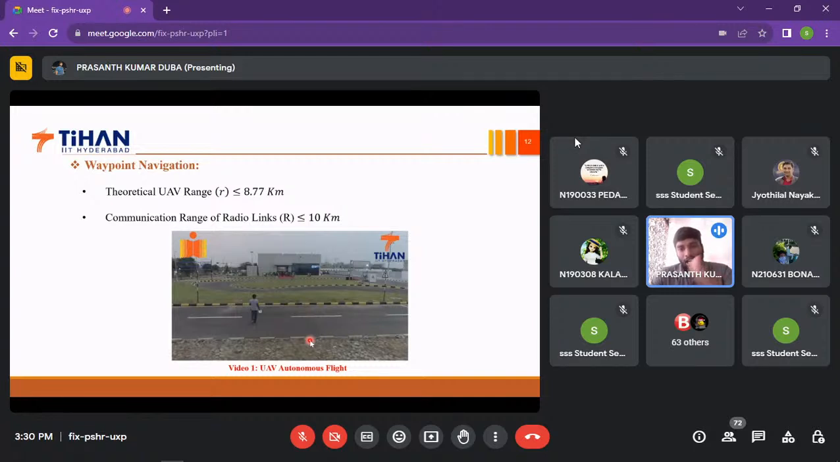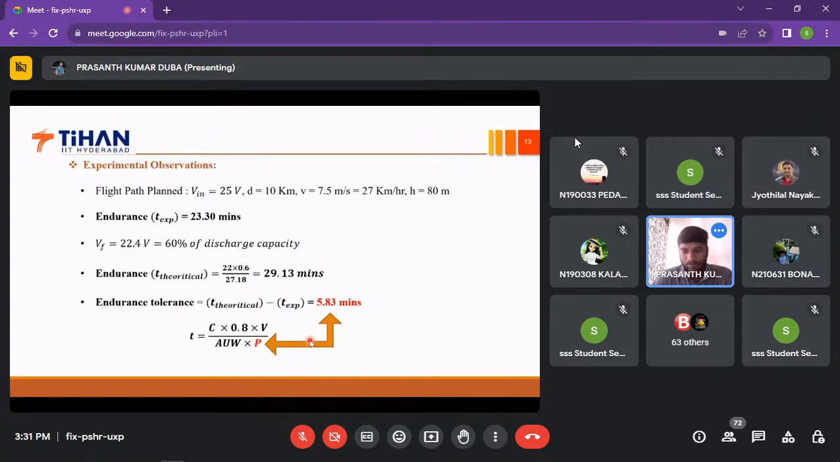In this, I have considered there are no obstacles in my path. From one point to another point, I don't have any obstacles. If there is an obstacle, we'll check that later. So first, these are the experimental observations. Initially I have taken some VI, distance and velocity. With that, theoretically I calculated, and experimentally I got an endurance of 23.3 minutes. Theoretically, at the same discharge capacity, with this calculation I'm getting 29.13 minutes. So there is a tolerance. From theoretical to practical, there is a difference of 5.83 minutes.